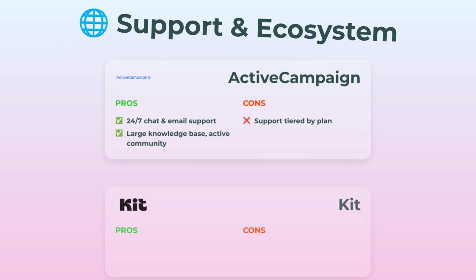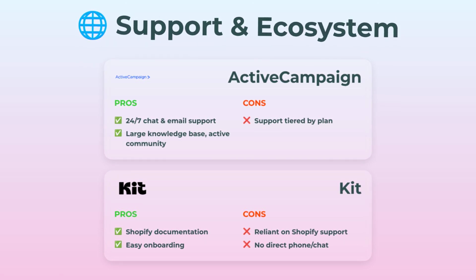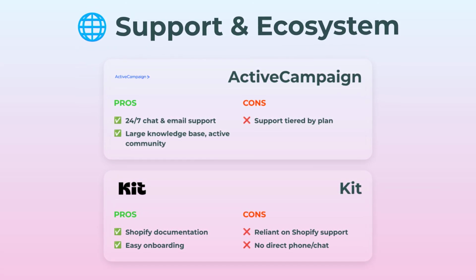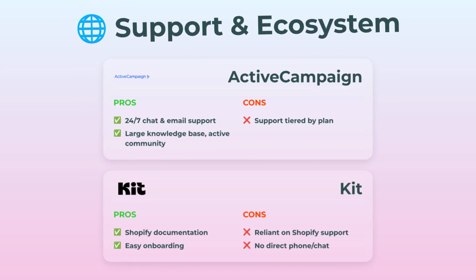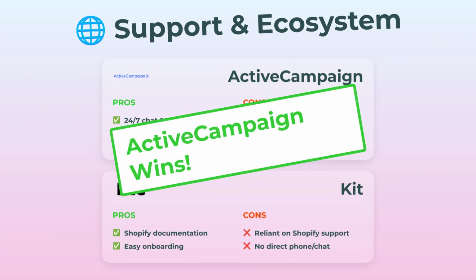Kit, on the other hand, relies mostly on Shopify's documentation. You get really nice onboarding, but if you need big help, you're heading to Shopify support, not Kit's own folks. So if you want a wider safety net, ActiveCampaign is going to be the better bet.